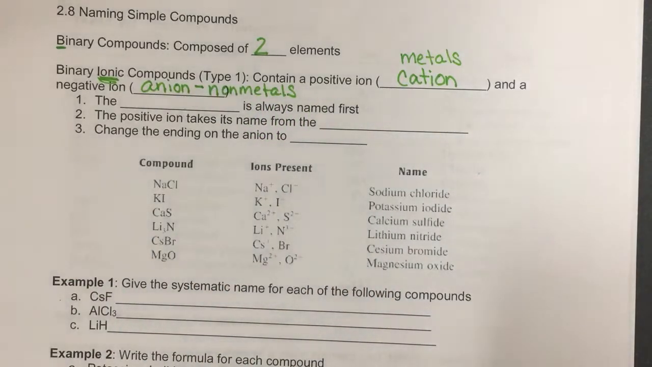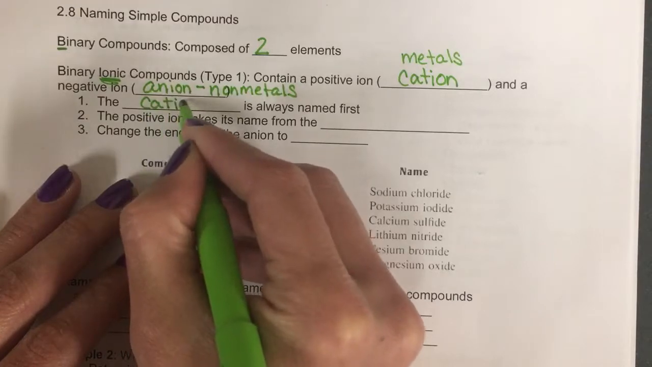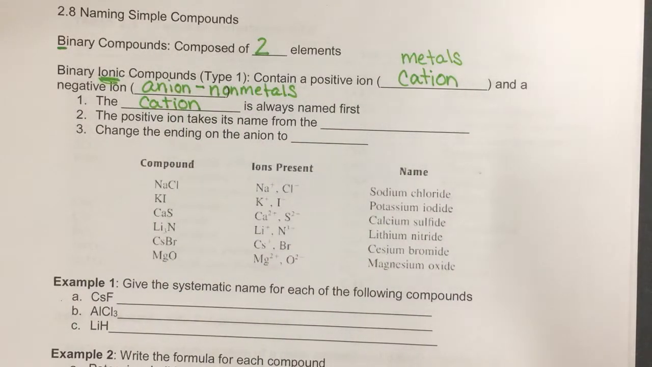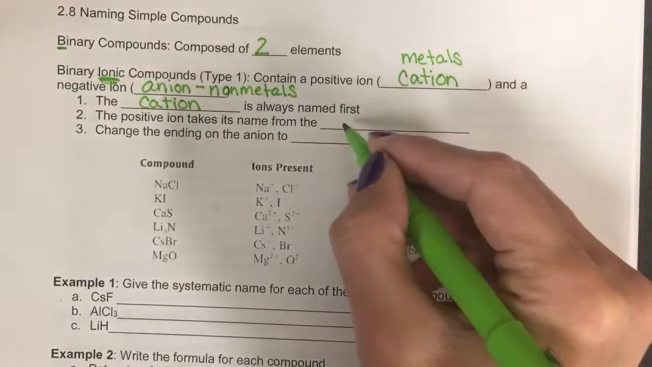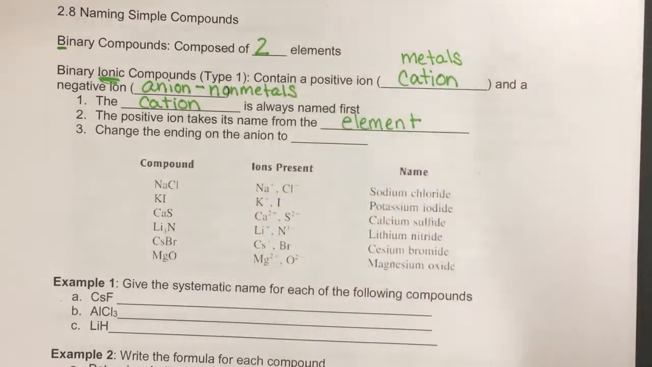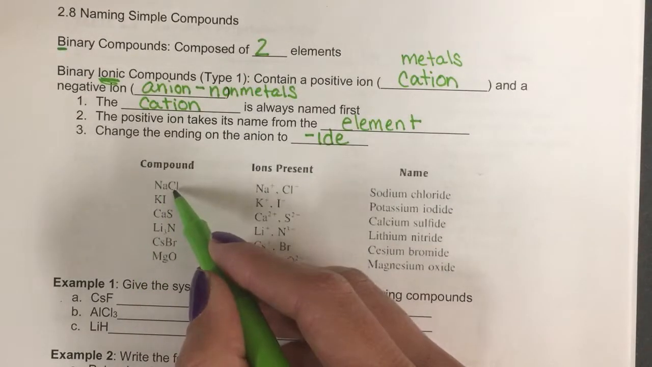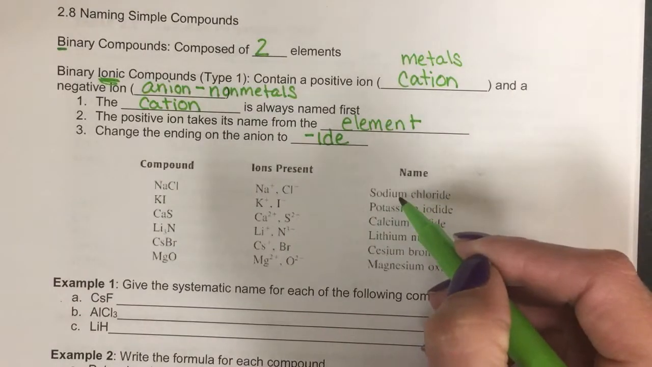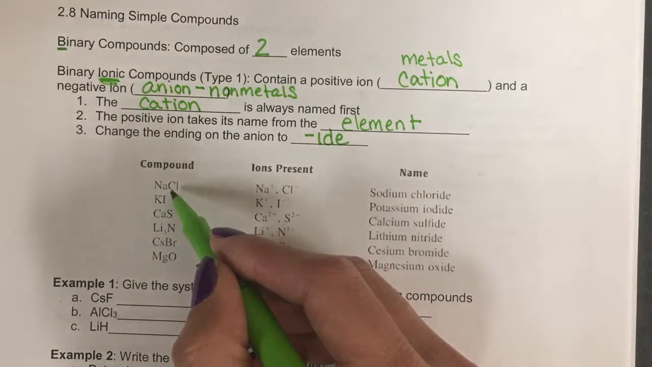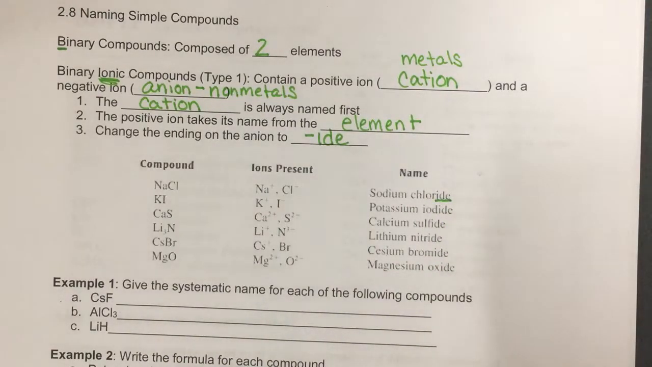Now, when we're naming binary compounds, 2 elements, we're always going to name our cation first. The cation always goes in front, it's always named first, so we name our metal first. The positive ion just takes the name of the element. I don't have to change anything for it. I look on the periodic table, I figure out its name. I'm going to change the ending on the anion to IDE. So I look up the element name, I take off the ending and change it to IDE. So NaCl, Na is sodium, I leave the element alone. Cl is chlorine, I change the ending to IDE, and it's sodium chloride.